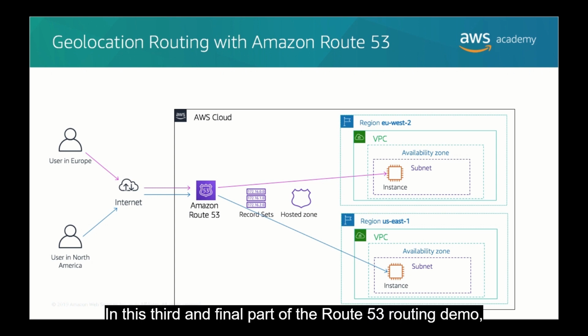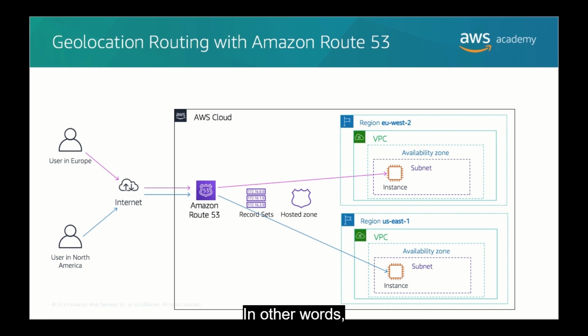In this third and final part of the Route53 routing demo, I'll demonstrate how to configure geolocation routing. Geolocation routing lets you choose the resources that serve your traffic based on the geographic location of your users. In other words, the location that DNS queries originate from.